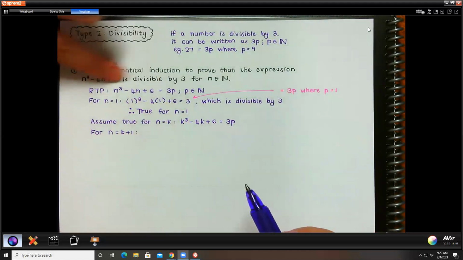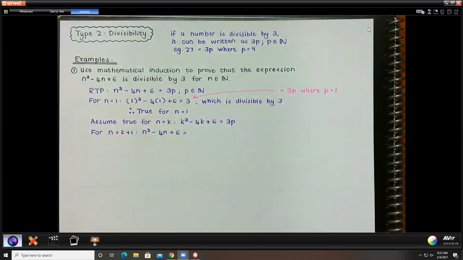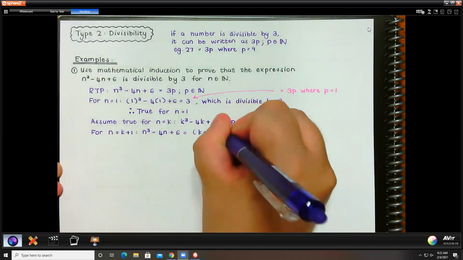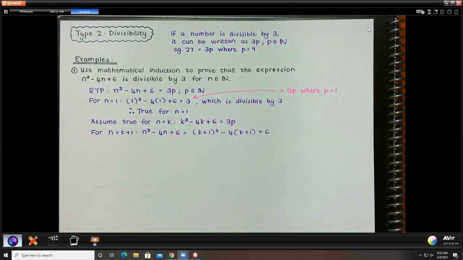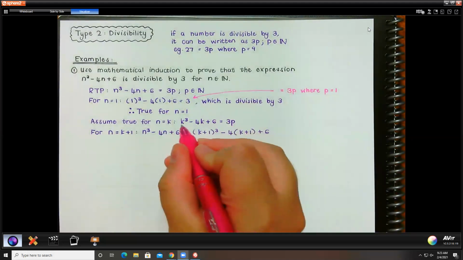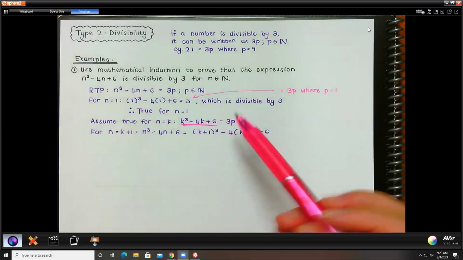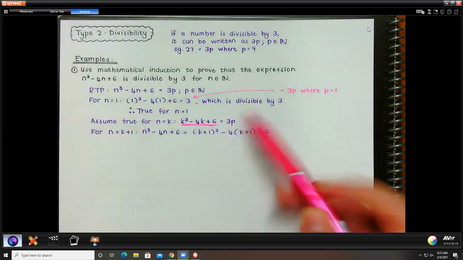Our expression now, this whole expression, I'm just going to rewrite it so that we have it. Okay, I'm now going to substitute k plus 1 wherever I see n. So I'm going to have k plus 1 cubed minus 4 times k plus 1 plus 6. Okay, and I need to prove that that is equal to something with a 3p or something that is divisible by 3. Now, what I want you to notice is that we have this line up here, this expression is equal to 3p. And from the previous questions, I hope that you remember that you always have to take the previous statement that you assumed was true. You need to have that statement in your next step, in your n equals k plus 1 working, so that you can substitute it with the 3p.